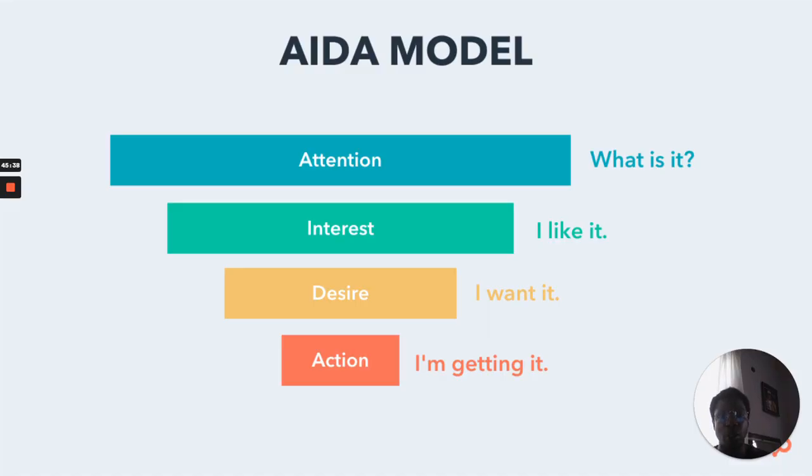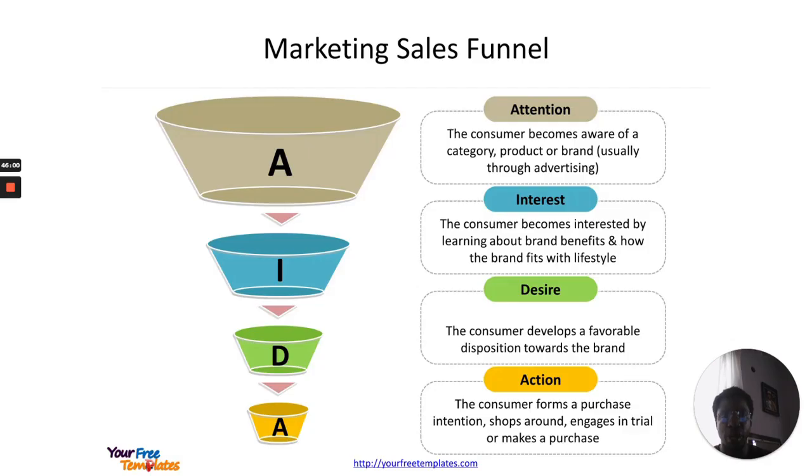And so attention has to do with, somebody sees something that you post or you are pushing, whether it's an advert, whatever it is. The first question is, what is it? Then the second question is, oh wow, I think I like it. Now I think I want it. And then action is, I'm getting this. So that is how the AIDA model framework actually works.